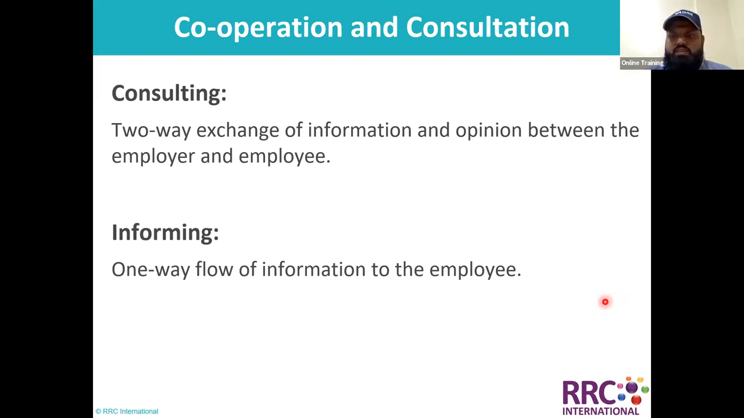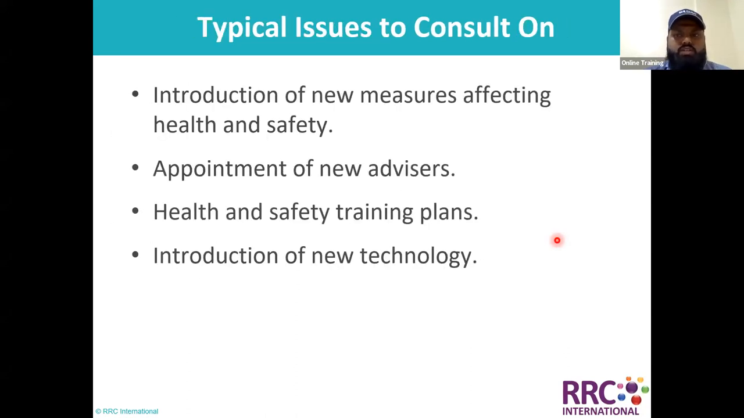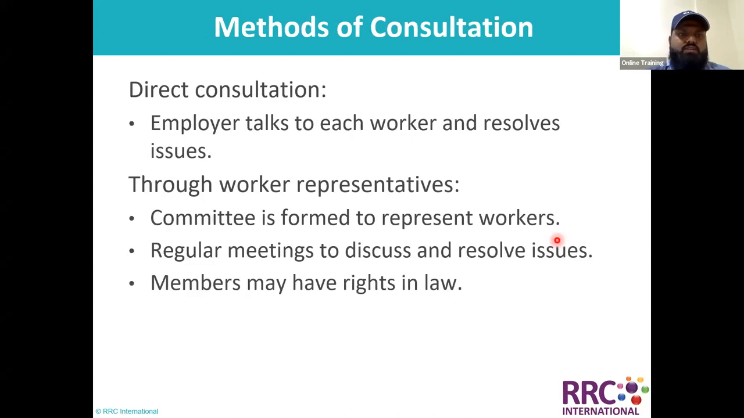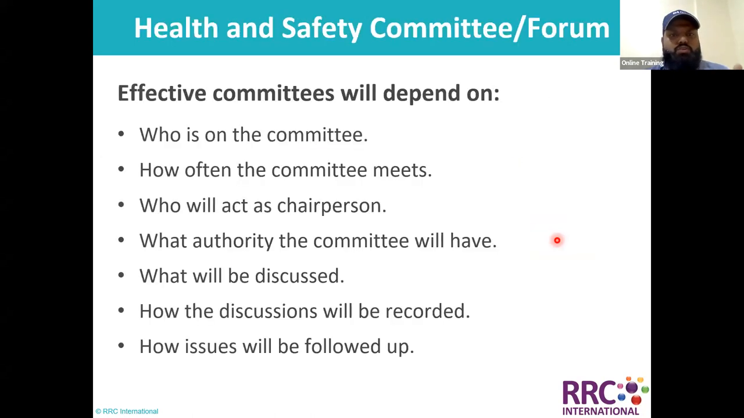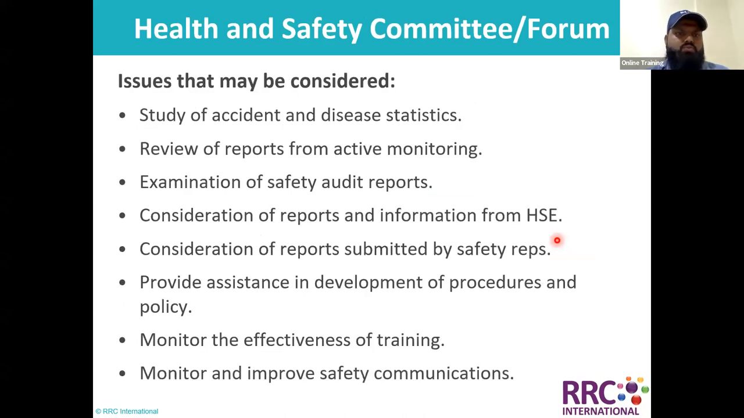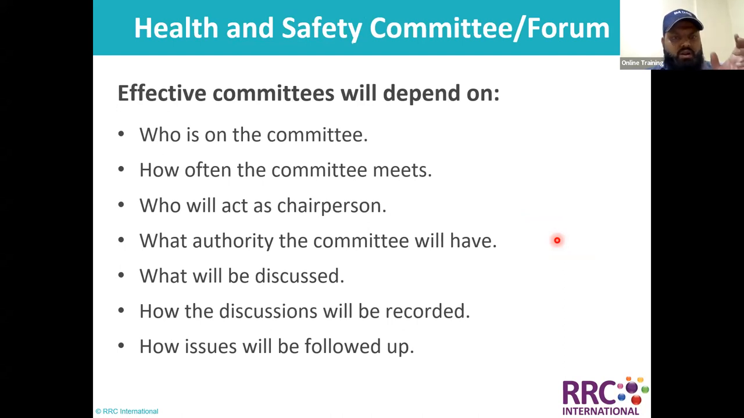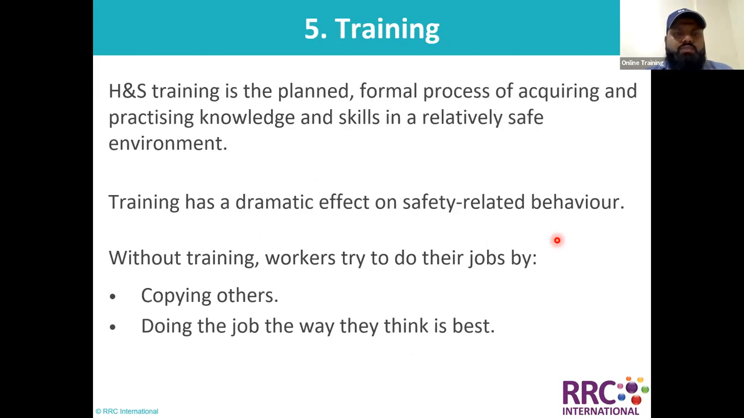Then, in the consultation process, we learned what kind of consultation we can have, like a safety committee, what the committee is going to discuss, and what issues they have to consider in their meeting. We also covered the factors that make a committee effective, and how the committee can consider themselves effective: whatever they say and whatever improvements they make will help improve the overall safety culture. After that, we moved to the training side.